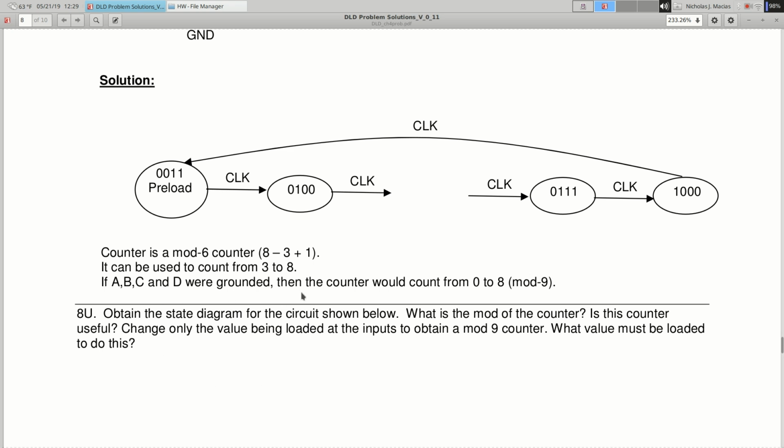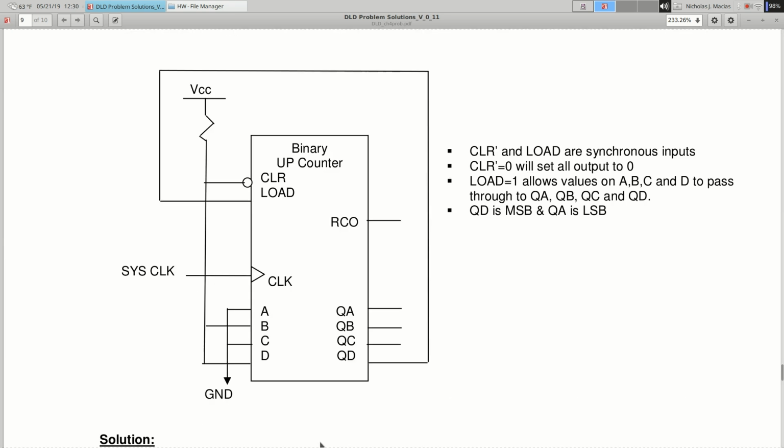So if A, B, C, and D were grounded, the counter would count from 0 to 8. That's mod 9. All right, and then 8U is very similar, right? So it's a different circuit. What is different about this? A and C are connected to ground, B and D are connected to VCC, logic 1. So your inputs on your preset here are 0, 1, 0, 1. But do the same kind of analysis, basically, and see where you end up.